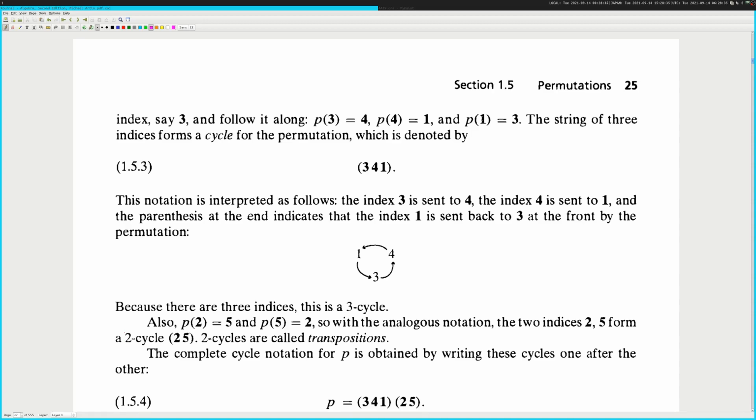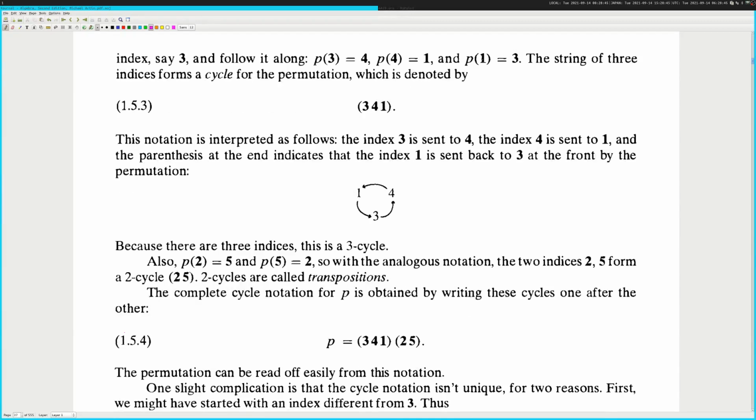Also, P of 2 equals 5 and P of 5 equals 2, so with the analogous notation, the 2 indices (2 5) form a 2 cycle. 2 cycles are called transpositions. The complete cycle notation for P is obtained by writing these cycles one after the other. You can read off the permutation. If you have disjoint cycles, then it doesn't matter how you transpose them or how you multiply them. It's commutative as long as the cycles are disjoint. That's important. If the cycles aren't disjoint, then you've got some fun stuff going on.